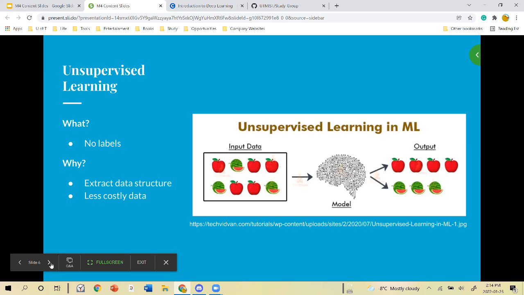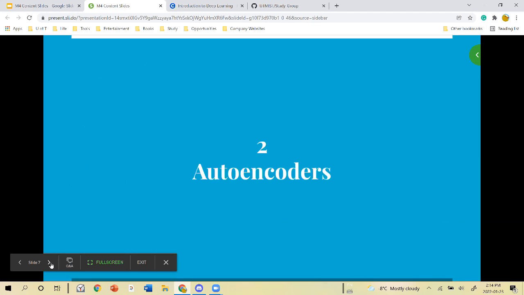So in this case, the data would be easier to come by. Yeah. So that's a quick intro.